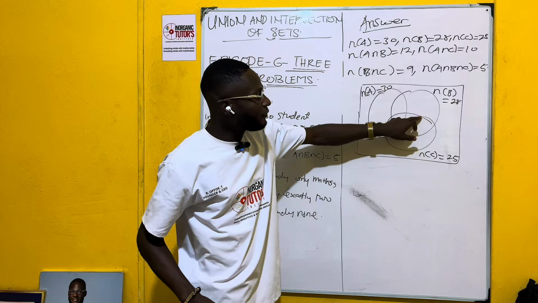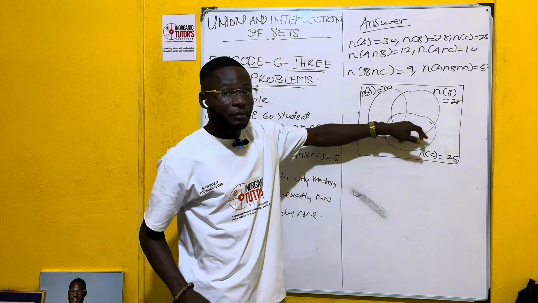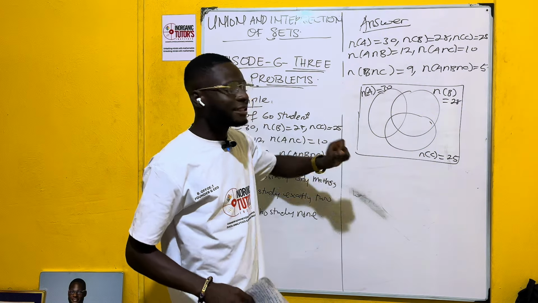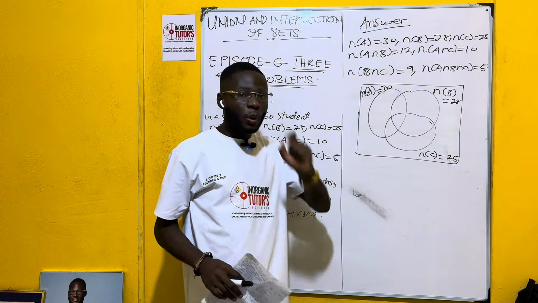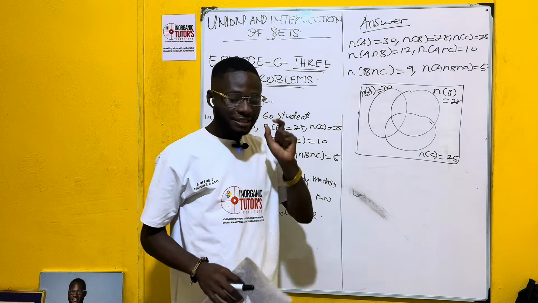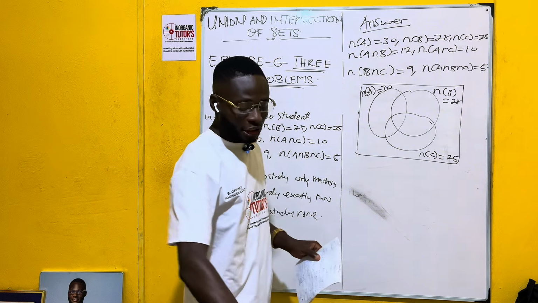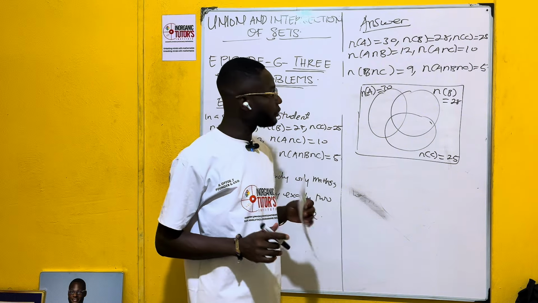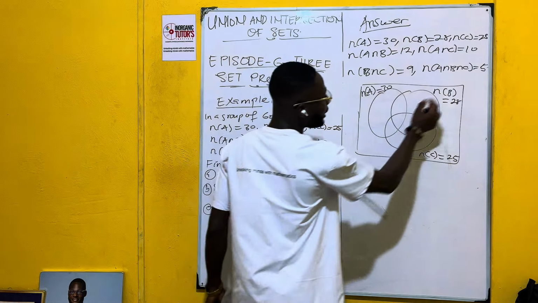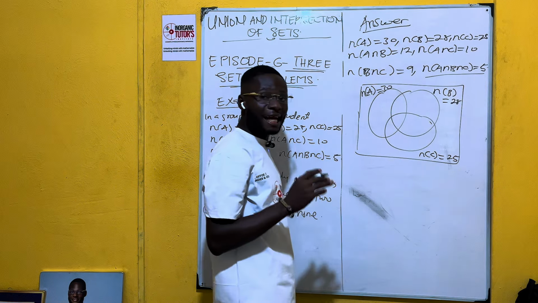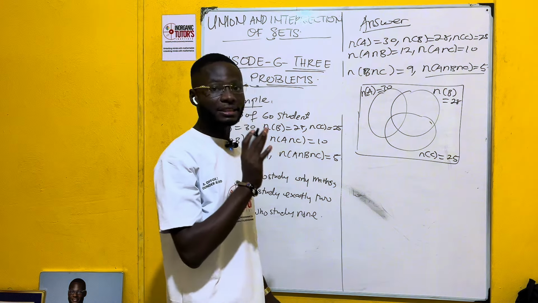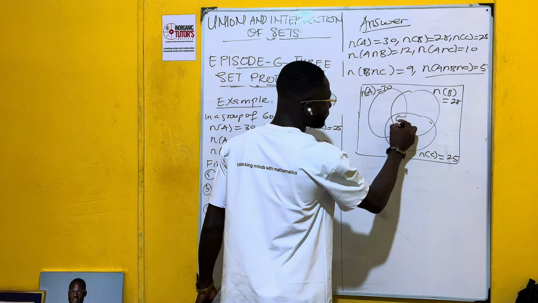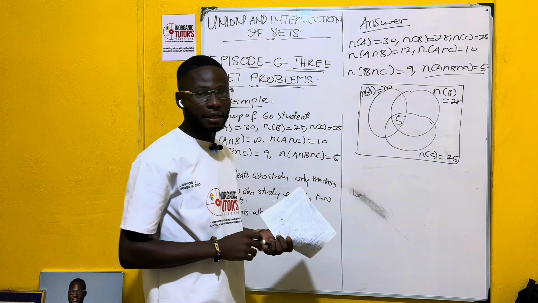Now, what we learned from the onset, we said that always start with the center. If you start with the center, it will help you to avoid errors, right? So the center here is 5. That is the element that is common to all the 3 sets. It is 5. So we are done with the center, right?